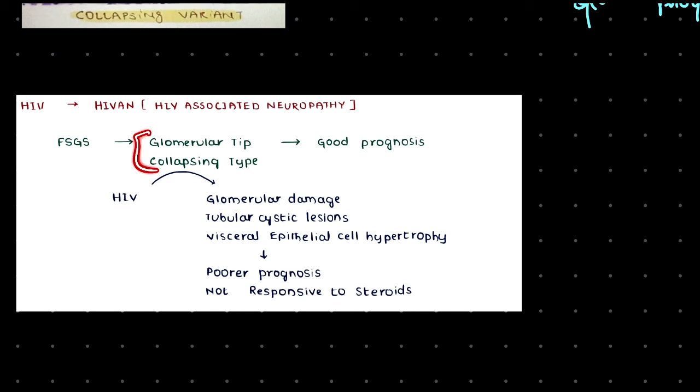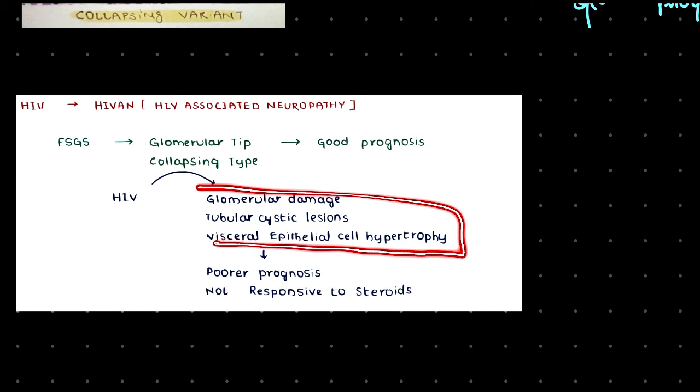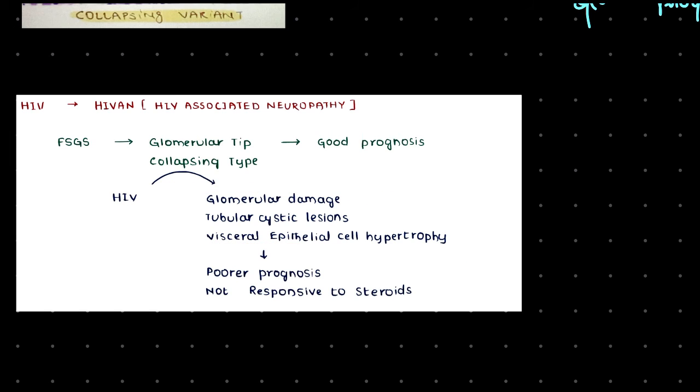There are two types. One is the glomerular tip variant, another is the collapsing type. The glomerular tip variant, as we have mentioned, has good prognosis, but in our collapsing type what is happening is glomerular damage, tubular cystic lesions, visceral epithelial cell hypertrophy. Yes, these things are happening, and it has poorer prognosis. It does not respond to steroids also, right? And this was about our description.